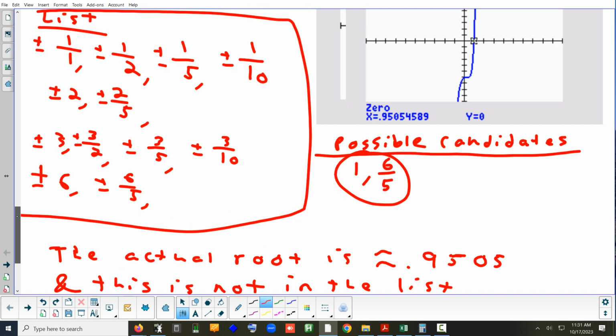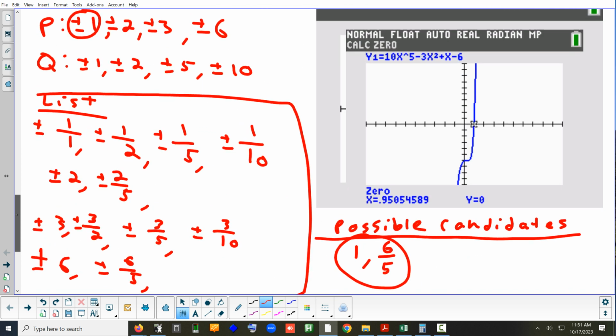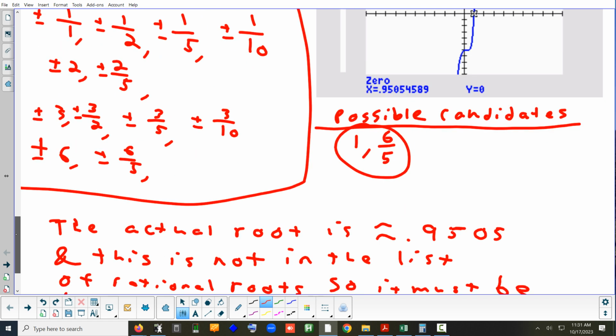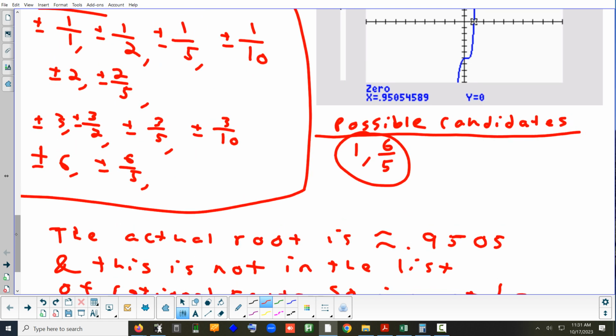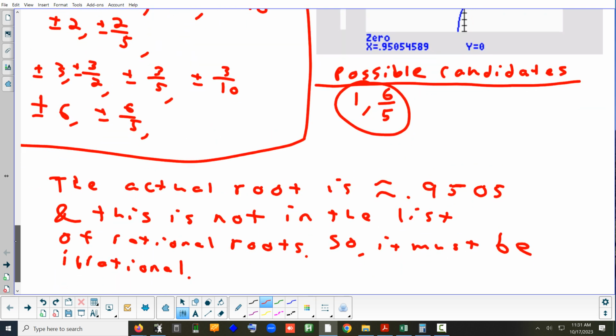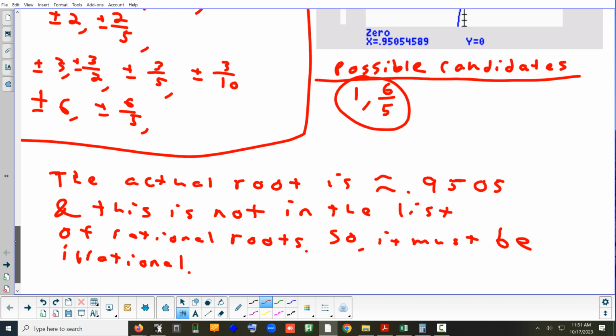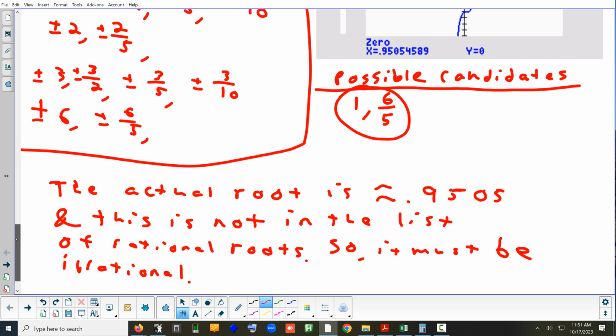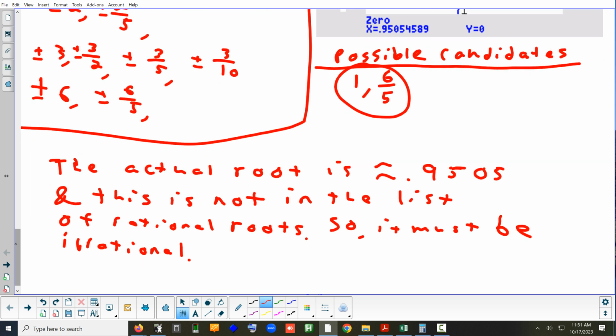So if I asked you on the test, what are the rational roots to this problem? What would you say? None. There are none. And then if I said why, you'd say, well, I used the calculator, I found the root, and it didn't match any numbers that were in my list. So it has to be irrational. Again, we're going to hope this doesn't happen most of the time. Okay, this time it did. Any questions on that?